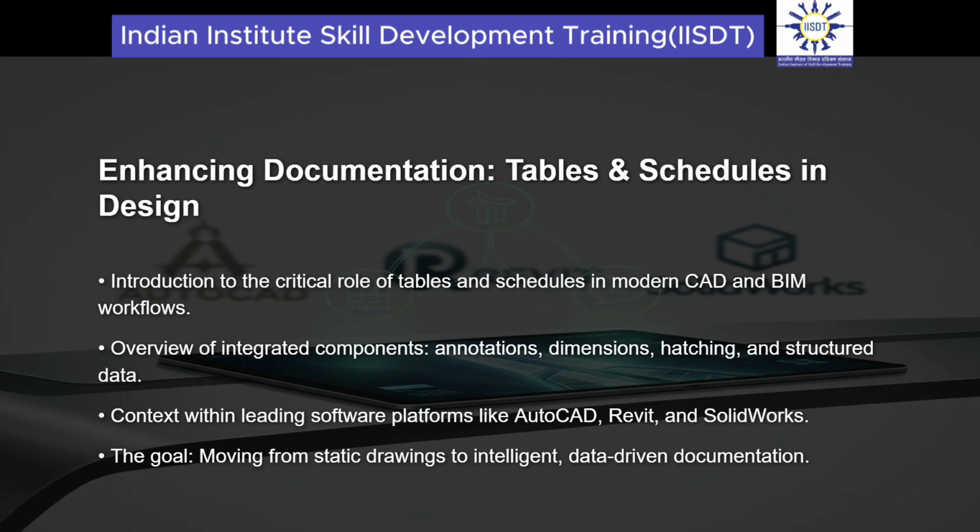We will delve into the core components that make this possible: the clarifying power of annotations, the absolute necessity of precise dimensions, the visual language of hatching, and the organizational strength of structured tables and schedules. These elements are the backbone of modern design documentation, transforming simple drawings into rich, intelligent models. Whether you are working in AutoCAD, developing complex models in Revit, designing mechanical parts in SolidWorks, or conceptualizing in SketchUp, these principles are universally applicable.